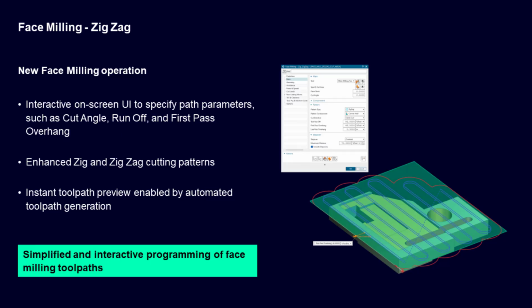Face Mill Zigzag is a new operation which provides a simplified and interactive way of programming face milling toolpaths. You can interactively specify parameters like cut angle, runoff, blank thickness, and pattern offset directly in the graphics area. It offers automatic toolpath preview and fast generation performance.